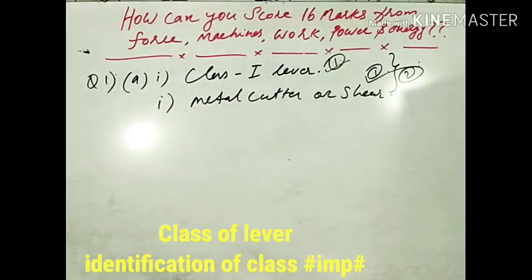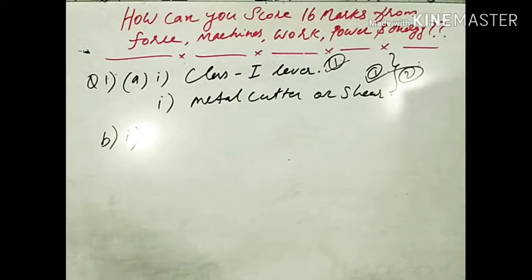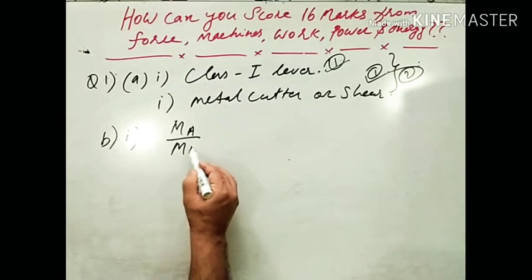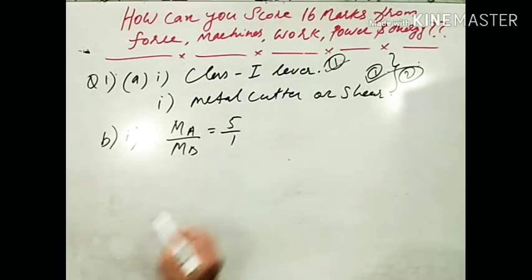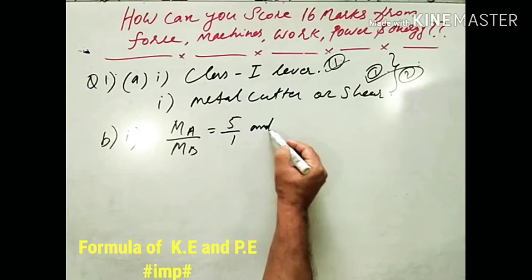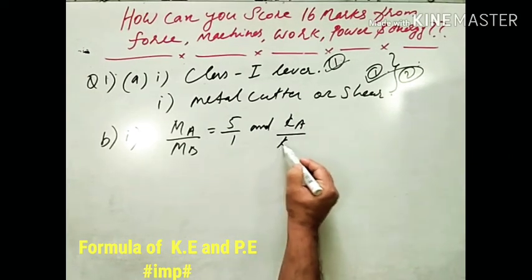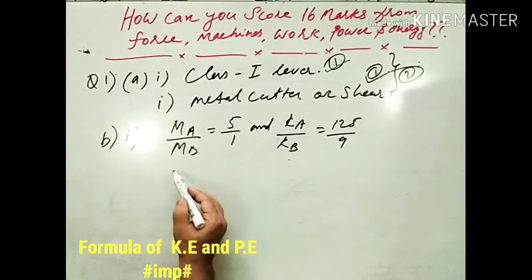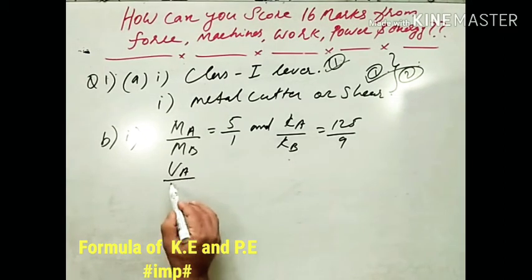Yes. Okay. Now question number B, the first part. Two bodies A and B have the same masses in the ratio 5:1 and the kinetic energies are in the ratio 125:9. Find the ratio of their velocity. A question related to kinetic energy. So you know that the mass of body A and mass of body B are given as 5:1. And the kinetic energy ratio of body A and body B is given as 125:9. So of course you have to take the velocity of body A to the velocity of body B.